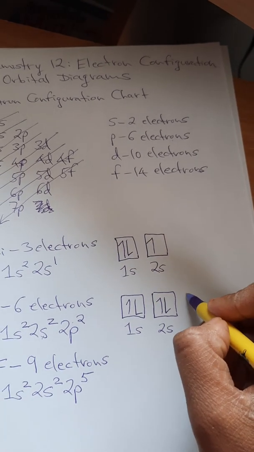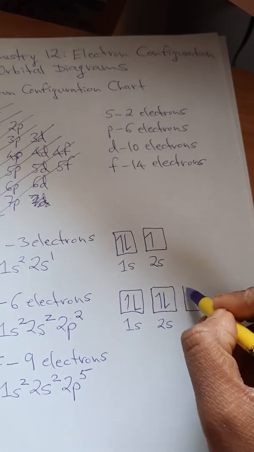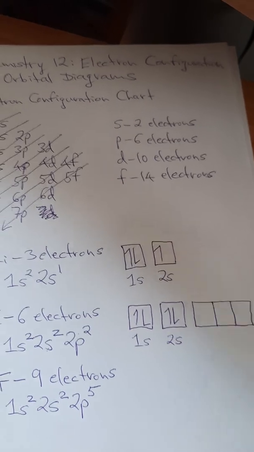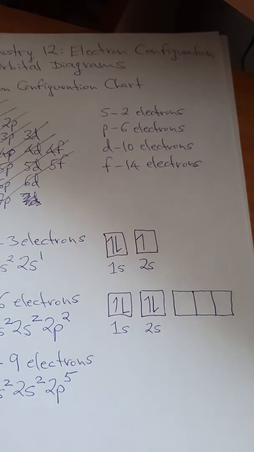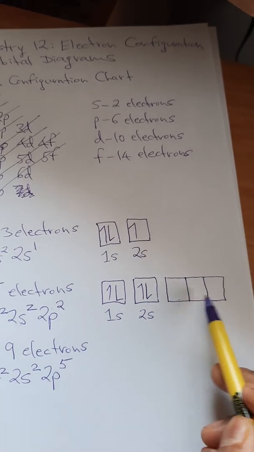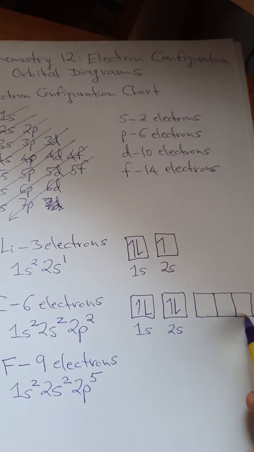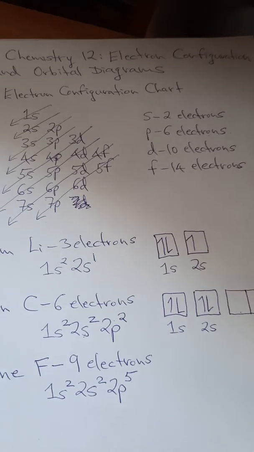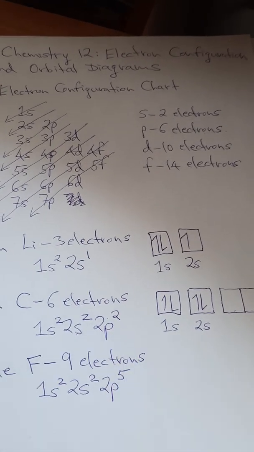And the 2p orbital, we're going to actually draw it like this, where you have 3 boxes. The reason I have 3 boxes is each of these boxes can hold 2 electrons. Okay, and like we said, the p orbital can hold up to 6 electrons. Okay, and in this case, I only have 2 electrons here.